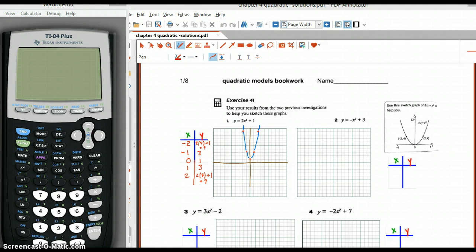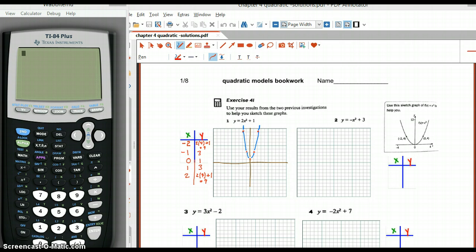On this problem, it says use your results from the two previous investigations to help you sketch these graphs. Well, the two previous investigations are in the book. We did something similar using Desmos. So you might have an idea of what this graph looks like without doing these other methods, but I'm going to give you a couple alternative methods besides just having an intuition about it.